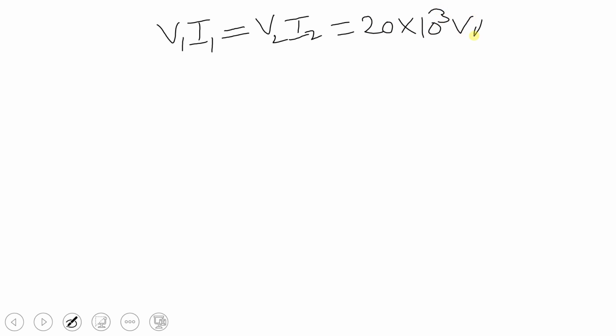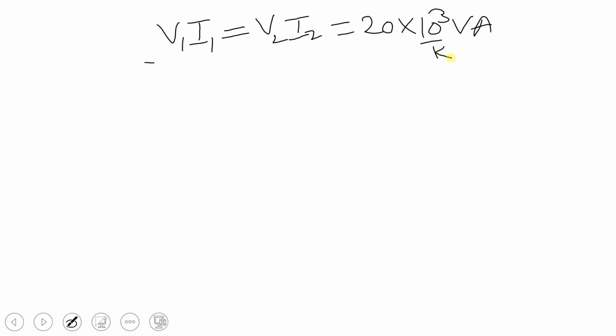Then the second part: the primary and secondary full load current we have to find out. As it is given in the numerical, neglect the losses. When we are neglecting the losses, the volt amperes on the primary side are equal to the volt amperes on the secondary side. So V1 I1 is equal to V2 I2, which is equal to 20 into 10 raised to power 3 volt amperes. 10 raised to power 3 means kilo.